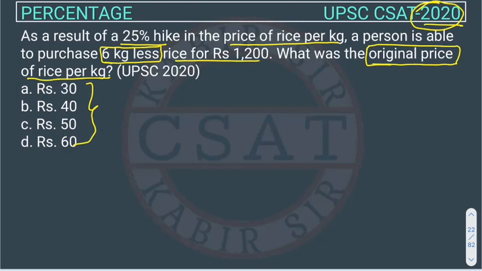So suppose the price of rice is P. And how much rice is he able to purchase? The consumption, or he is able to purchase C rice, in how much amount? 1200. See, this CSAT paper or aptitude paper is nothing but converting language into mathematical equations. If you are able to do that, you will be able to solve it. The language is written and we have to convert it into a mathematical equation. That's the only thing we have to do. So P into C is equal to 1200.